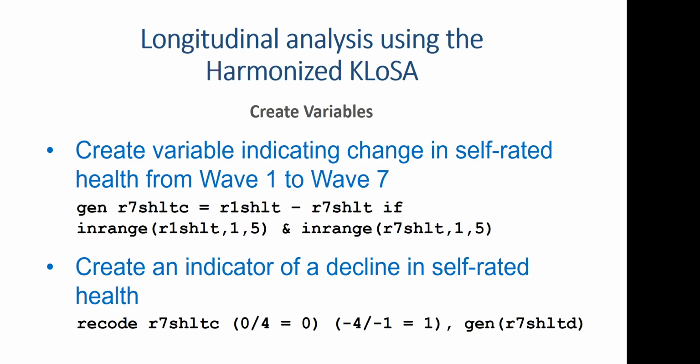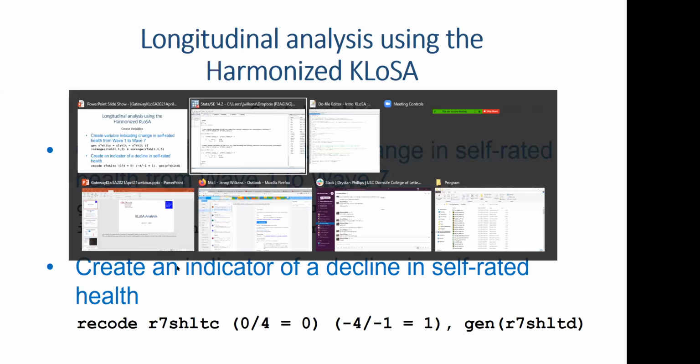Calculating a variable this way also creates a balanced sample of individuals who participated in wave 1 and wave 7. This sample would not include any of the new sample added in wave 5, anyone who passed away or was lost to follow-up between wave 1 and wave 7, or anyone who participated in both waves but had a missing value for self-rated health in one or both of these waves. So let's switch back to Stata and look at this variable.